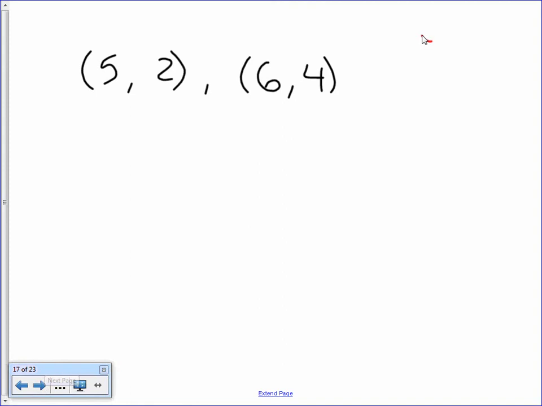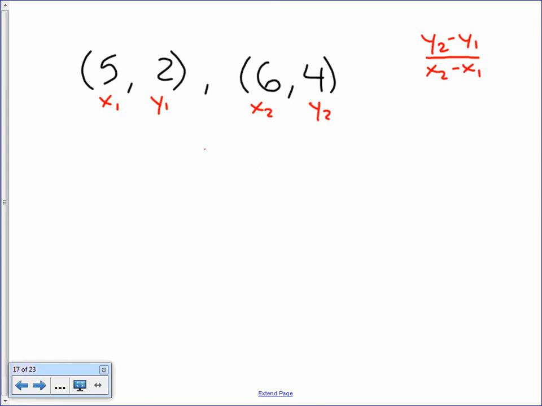So again, we have the formula y2 minus y1 over x2 minus x1. So just label one of them x1, y1, doesn't matter. I like to do the, whoops, I almost just did what I told you not to do. X1, y1, and then x2, y2. So it doesn't matter which one you identify as the first one or the second one.